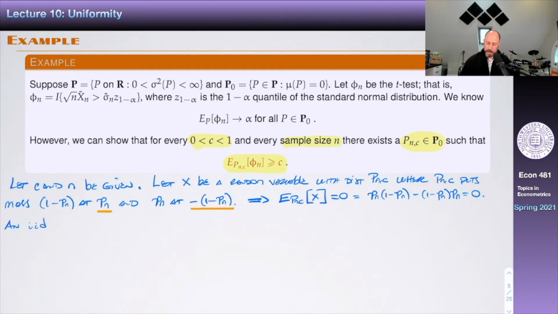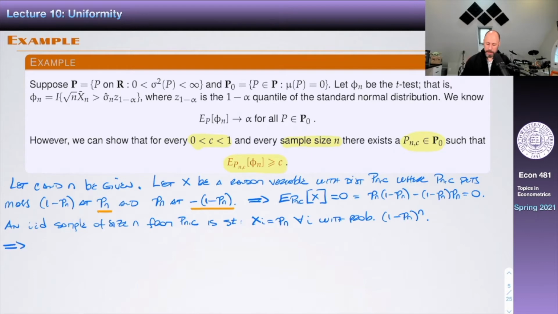Now, an IID sample of size n from P_n,c is such that, notice, X_i is equal to p_n for all i with probability (1 minus p_n) to the power n. So you take n draws from this 2-point distribution. With some probability, all these points are exactly the same. Imagine if these are ones or zeros, with some probability you get all ones or all zeros. Here they're not ones and zeros, they're p_n and negative (1 minus p_n) over p_n. But with some probability, which you can see is (1 minus p_n) to the power n, all points here are the same.